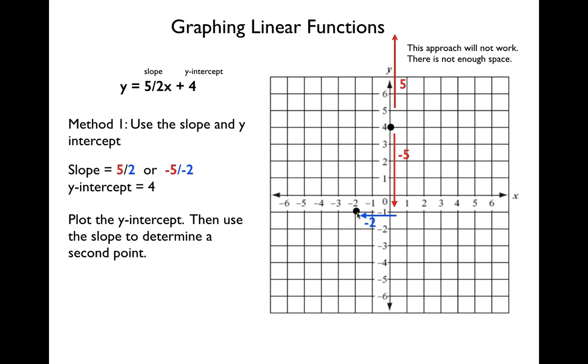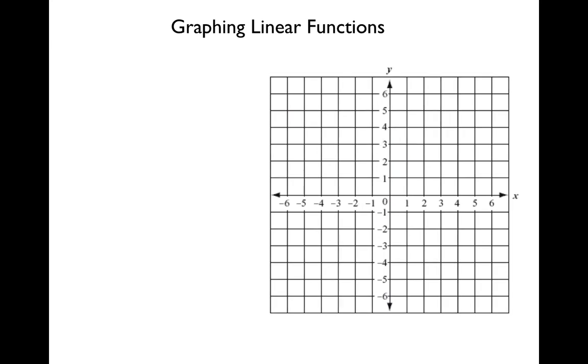And we could continue this. We could go down 1, 2, 3, 4, 5, and over 2, 1, 2. But all we need are 2 points. And we can graph our line. And sure enough, we've graphed our linear function. Now let's try the same approach using method 2, using a function table. Pause the video now and try it on your own.